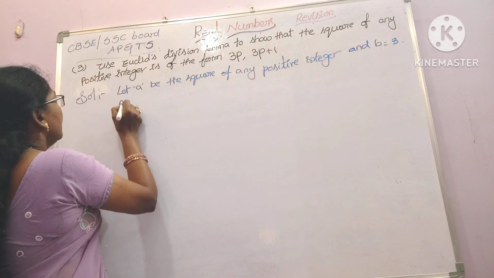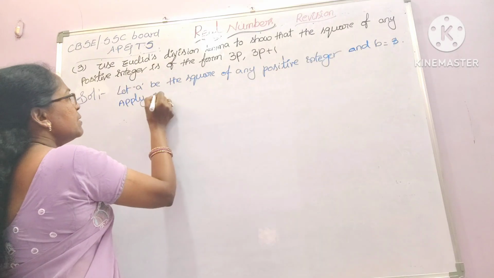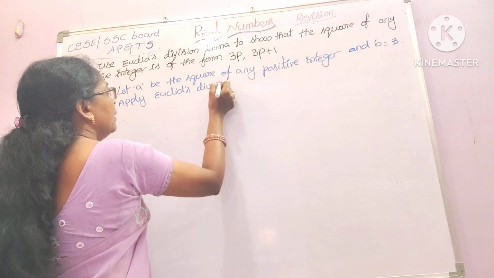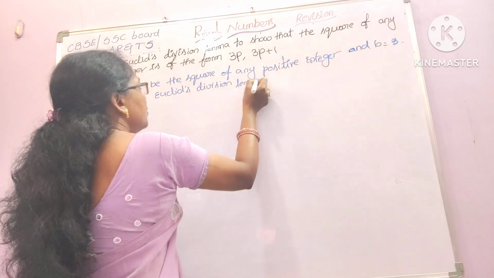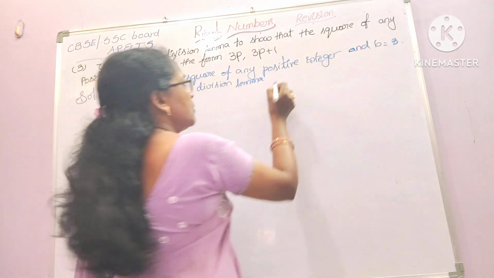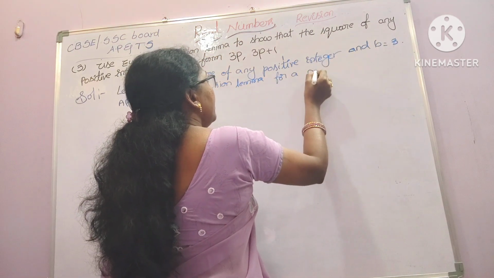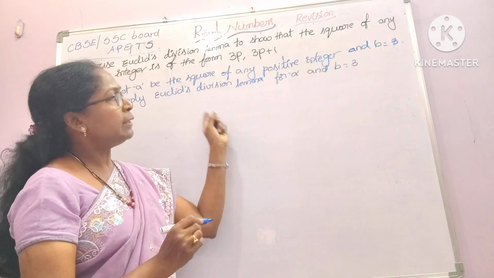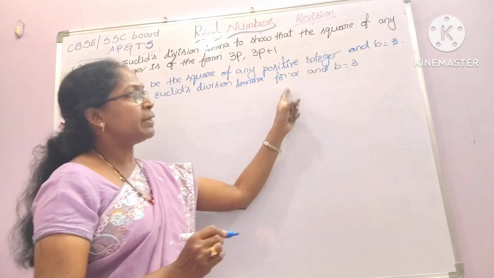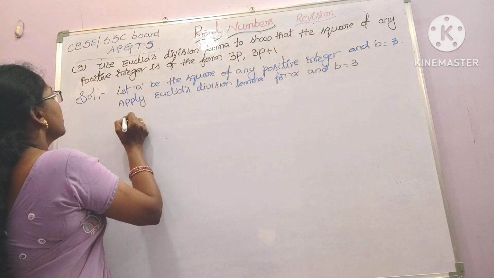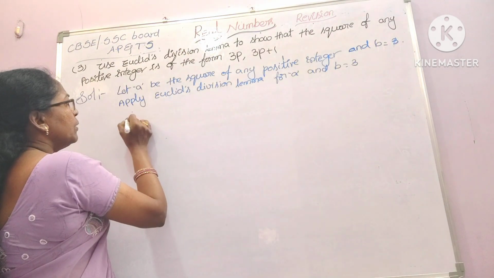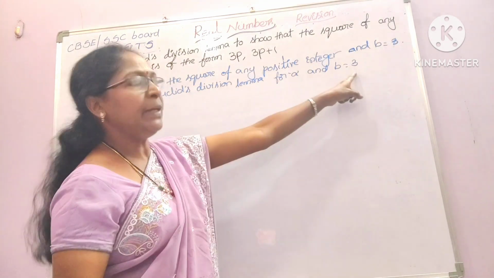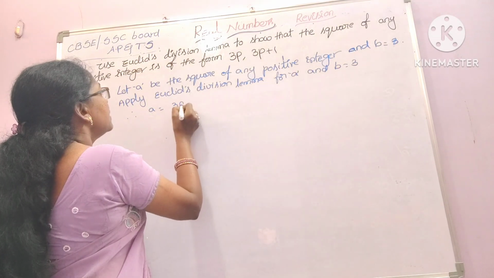Now, apply Euclid's division lemma. For which one you have to apply? For a and b values, for a and b equal to 3. First you apply. Whenever you are applying Euclid's division algorithm or lemma for a and b values, then you will get a equal to bq plus r, where b equal to 3, so you will get 3q plus r.